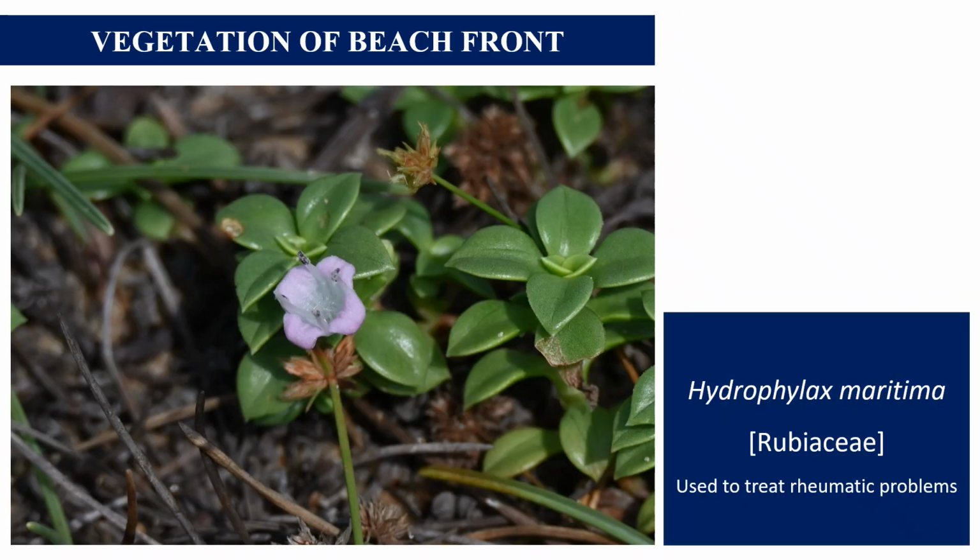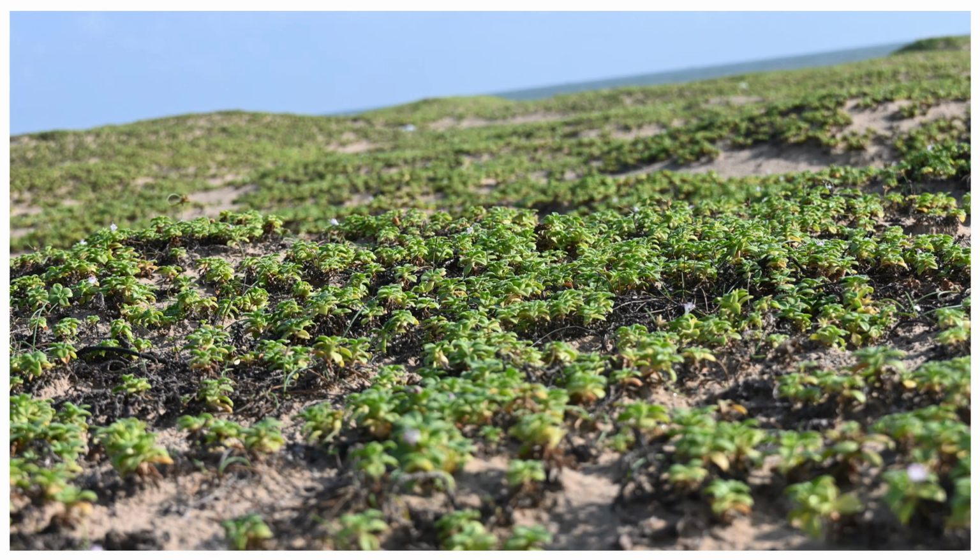The next plant is Hydrophilix maritima. Like I have earlier shown you, the mat-like formation in front of the beach. This is from the family Rubiaceae, and this plant also has medicinal uses, like for the treatment of rheumatic problems. And like I had shown you earlier, this is how it forms a mat on the sea beach, and it protects the sand.